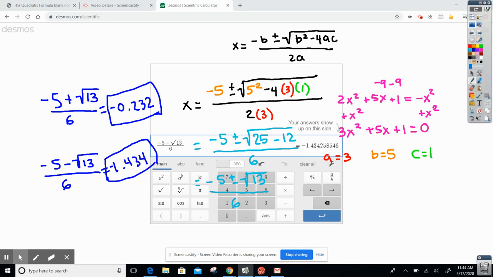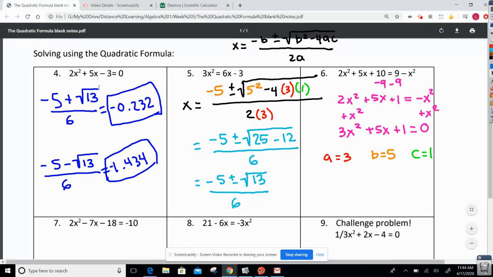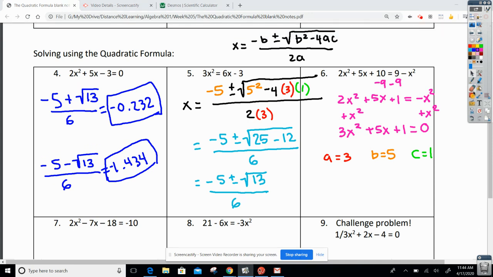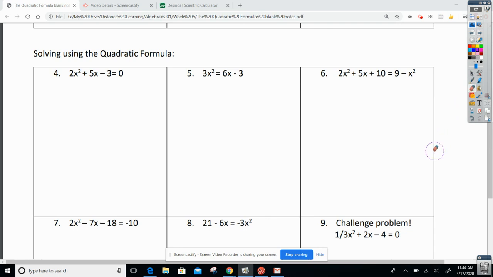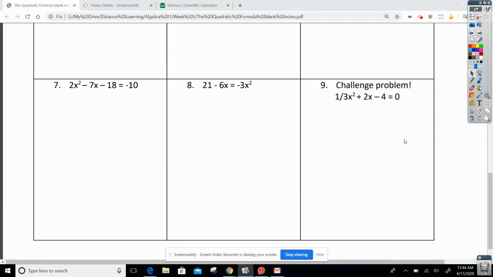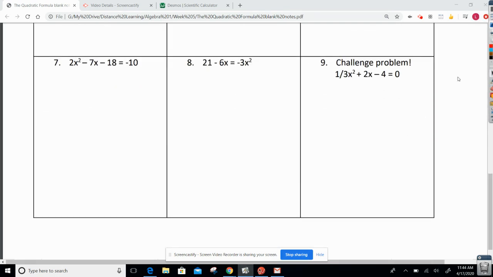Now what I'm going to do is go back to my previous screen and work on the next problem. Those are 2 answers. Clear this off. Just clear the whole page. Now, we have 3 more problems, 7, 8, 9, and 10.